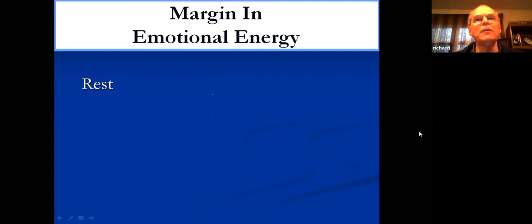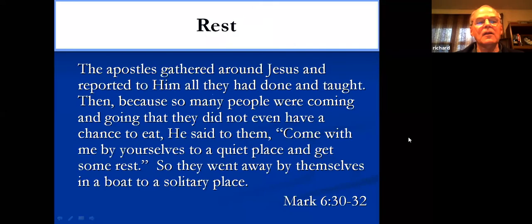You don't see many people described as well rested in America. We're busy people, and sometimes we wear that as a badge of honor, but you don't get any rewards for being well rested. But the Bible has things to say about rest. As a matter of fact, it has lots of things to say about rest. Here's one of the scriptures that talks about it.